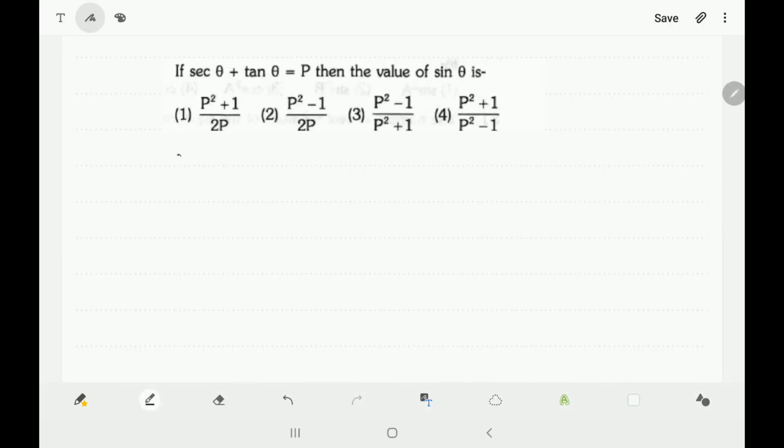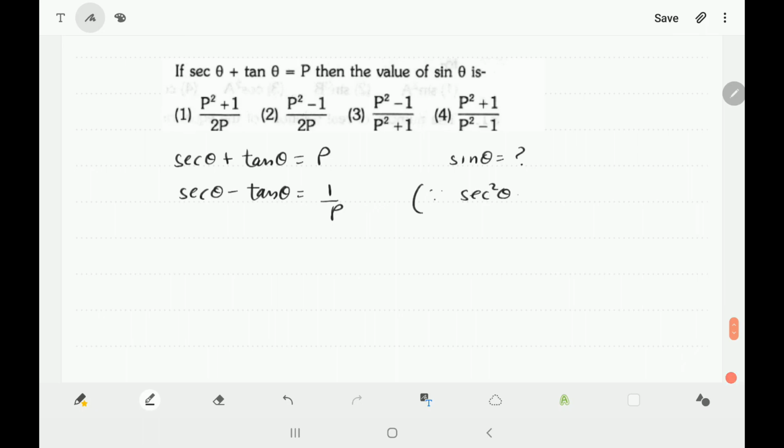In this problem, we are provided with secant theta plus tan theta, which is given as P, and we have to find the value of sine theta. Okay, so if secant theta plus tan theta is P, we will have secant theta minus tan theta as 1 by P. Why? Because we know that secant square theta minus tan square theta is 1, which is an identity.